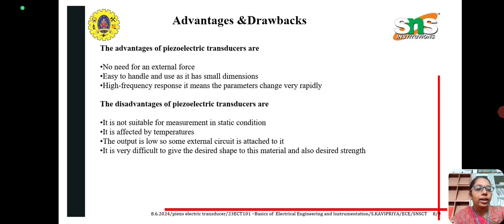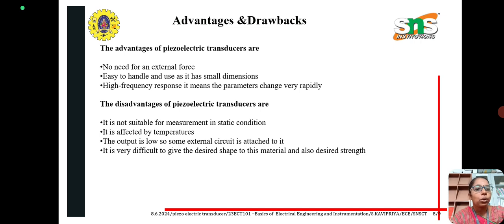Next are the advantages and drawbacks of the piezoelectric transducer. The advantages are that there is no need for an external force, it is very easy to handle, and we can use it in small dimensions. It also has high frequency response, which means it can follow parameters that change very rapidly. The drawbacks are that it is not suitable for measurement in static conditions and it is easily affected by temperature.